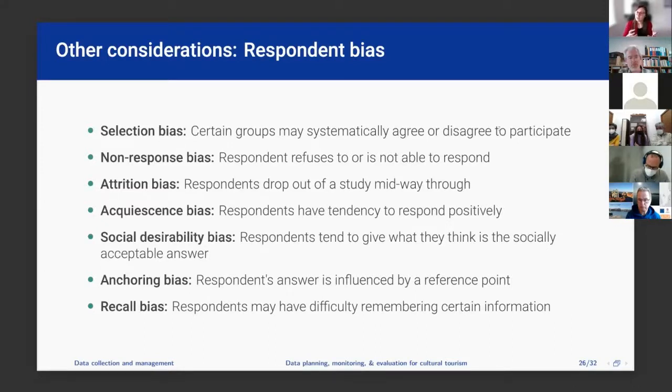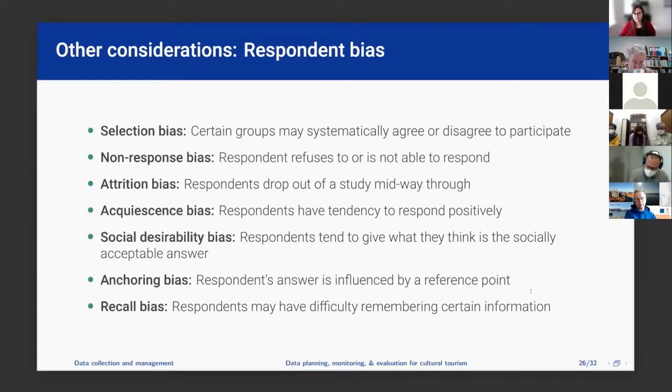There's also a thing called anchoring bias, where a respondent's answer is influenced by some kind of reference point. So if you ask someone, for example, your income level, how is it relative to the average income level of the country? A lot of people tend to think they're more average than they actually are. So they might say, oh, I'm about average, but maybe in reality, they're well above average. So just keep that in mind in how you're forming the questions.